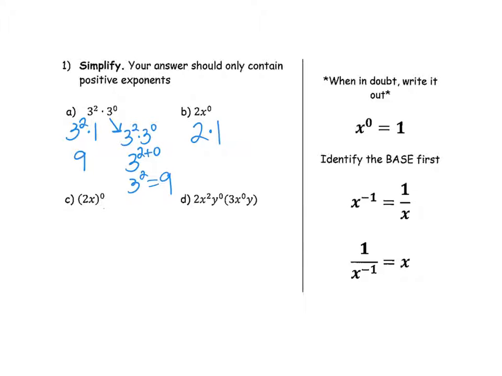Okay, what about B? 2 times 1, 2. Okay, what about C? The whole thing is to the 0 power. The whole thing. 1. Easy, easy.